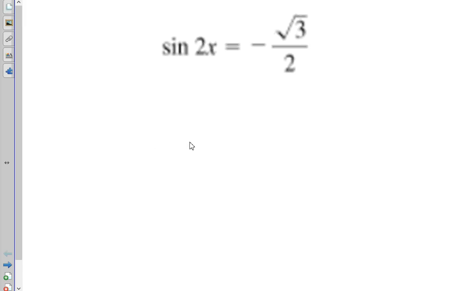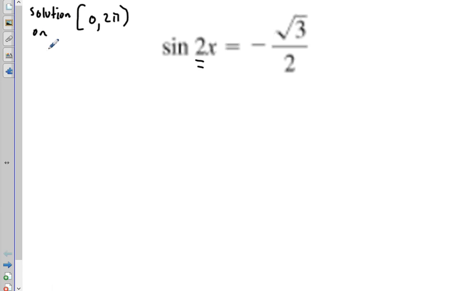Okay, what we're going to do is go through some additional problems on how to find multiple solutions when given a b-value other than 1. So once again, when you have a b-value other than 1, chances are you're going to have a lot of different solutions on an interval from 0 to 2 pi.